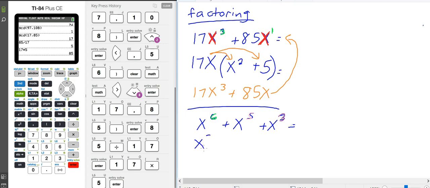Let's do that. We're pulling out x to the 3rd. So from x to the 6th, we have left x to the 3rd. If we pull out x to the 3rd from x to the 5th, we're left with x squared. If we pull out x to the 3rd from x to the 3rd, we're left with 1. So this is the factored form of x to the 6th plus x to the 5th plus x to the 3rd. Let's multiply back to make sure we got it right.